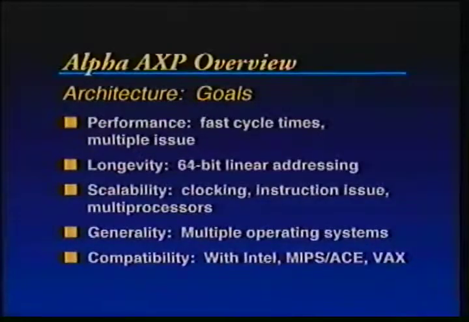In terms of the architecture goals of Alpha AXP, we talked about the performance. How do we get higher performance? Well, certainly through the faster cycle times and through the ability to issue multiple instructions simultaneously. The longevity we're going to get from the Alpha AXP platform I don't think can be stressed enough. With 64 bits, it seems to appear, at least now, that that 64-bit architecture will last us for many years to come.